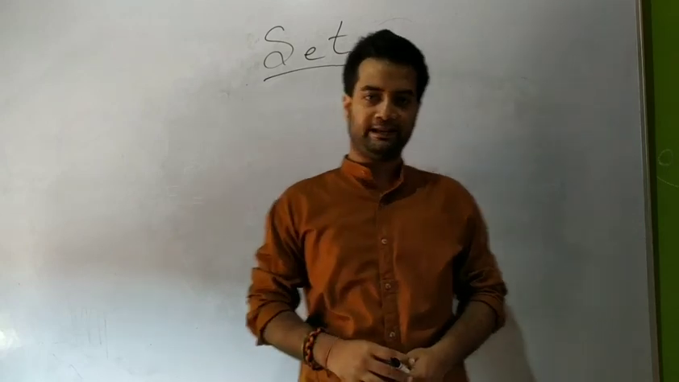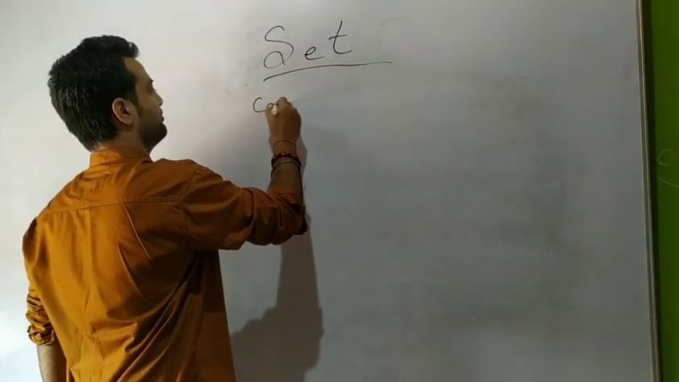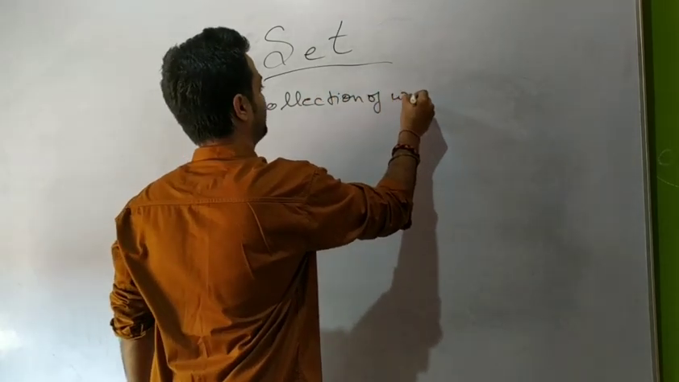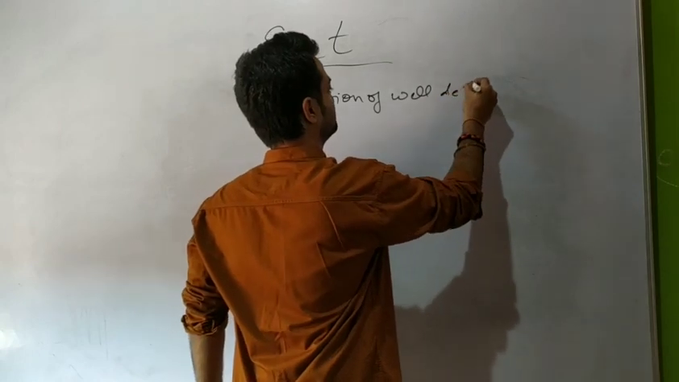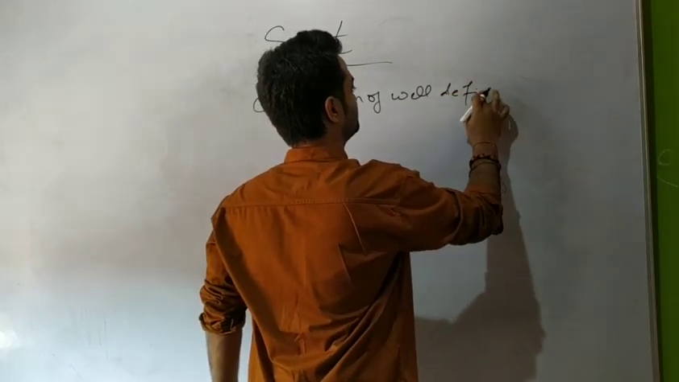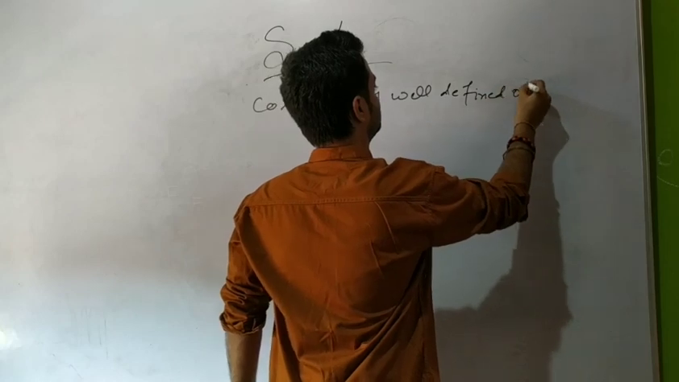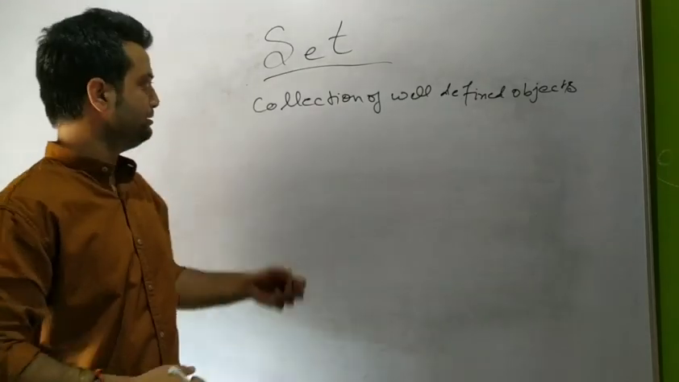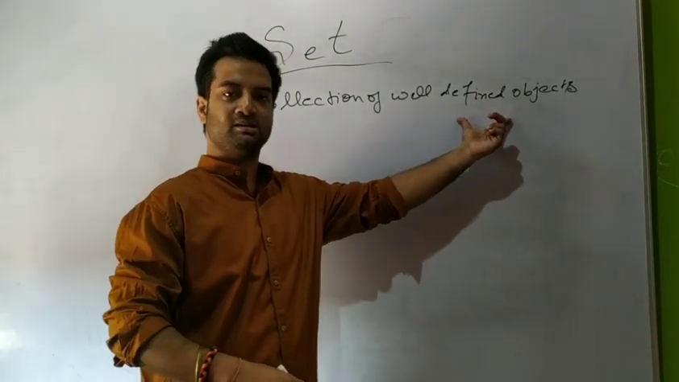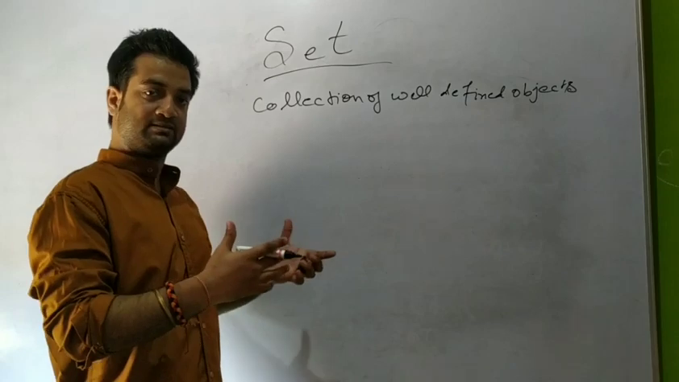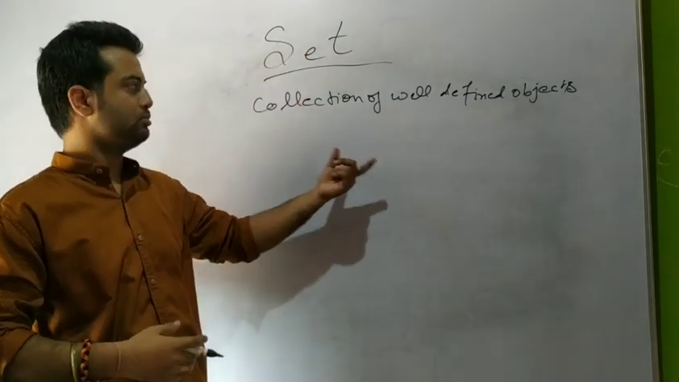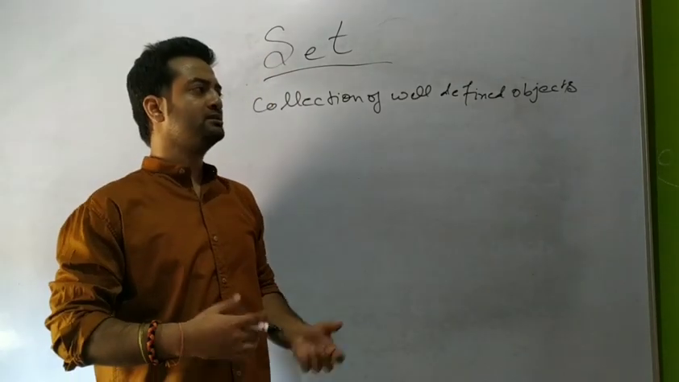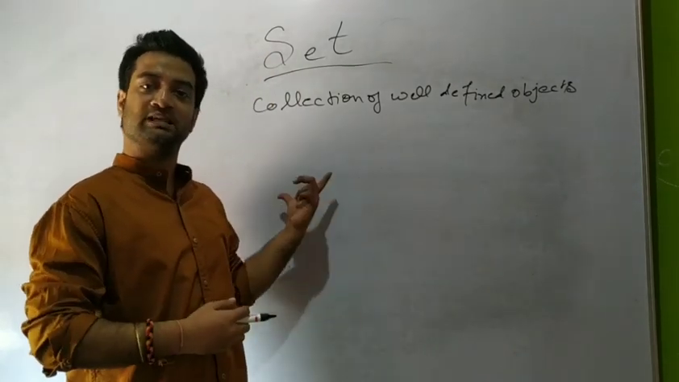In this video, we will talk about sets. So what actually is a set? A set is basically a collection of well-defined objects. Any well-defined objects, when we write them collectively at a place, that is called a set. What does the word well-defined objects mean? Well-defined objects means the things which are defined by each and everyone in the same manner.